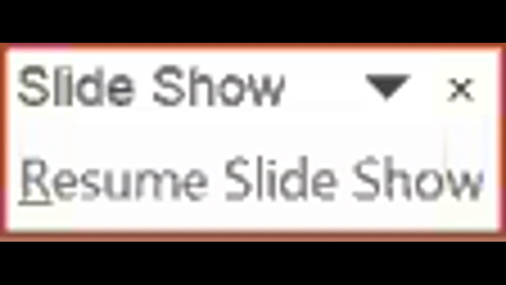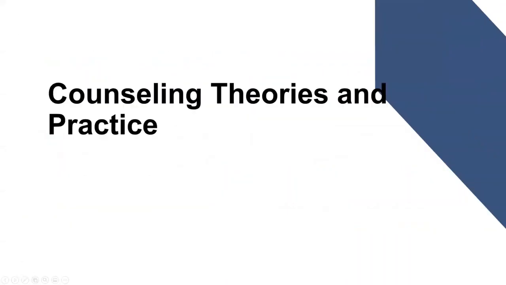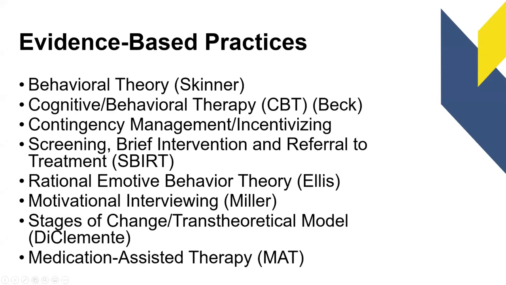So let's take a look at some counseling theories and different practices associated with these. There are numerous ones that I know many of you are familiar with, so we're not going to spend a whole lot of time, but I just wanted to introduce these. Some behavioral therapies, cognitive behavioral approaches, contingency management is a big one. Brief screening, intervention, and referral to treatment, or SBIRT. Many of you have probably utilized this. It's a great stepping stone into making a referral into a formal treatment or a formal referral process.